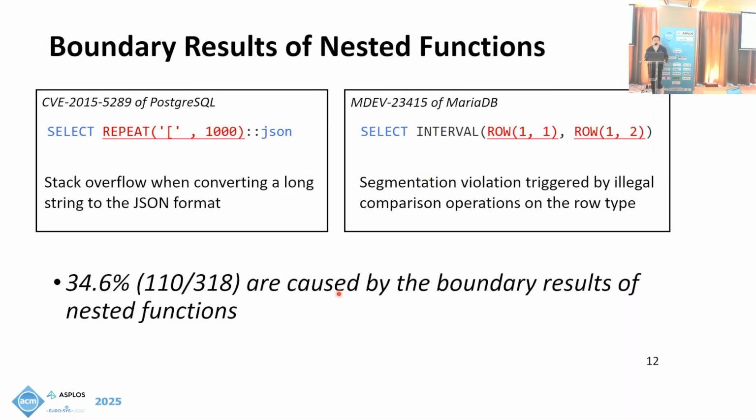And then we find about 35% of bugs are caused by the boundary results of nested functions. These nested functions can construct boundary arguments with specific data types and values, such as special binary streams or extremely long strings in specific formats. For example, PostgreSQL triggers a stack overflow when handling a very long JSON string, and MariaDB triggers a segmentation fault by illegal comparison operations during processing the interval function, since the row data type does not support the comparison.